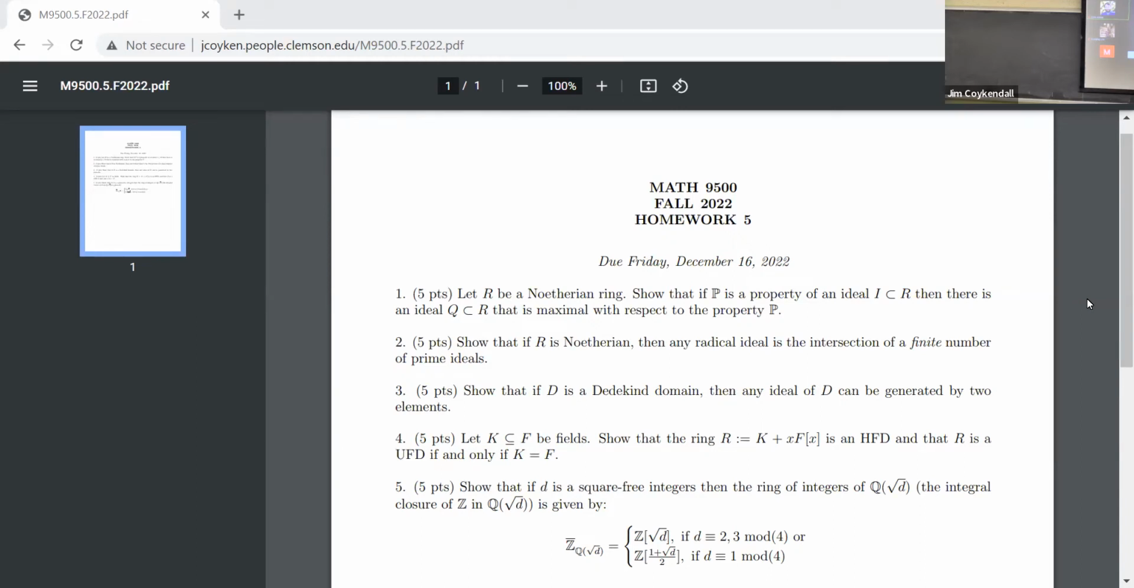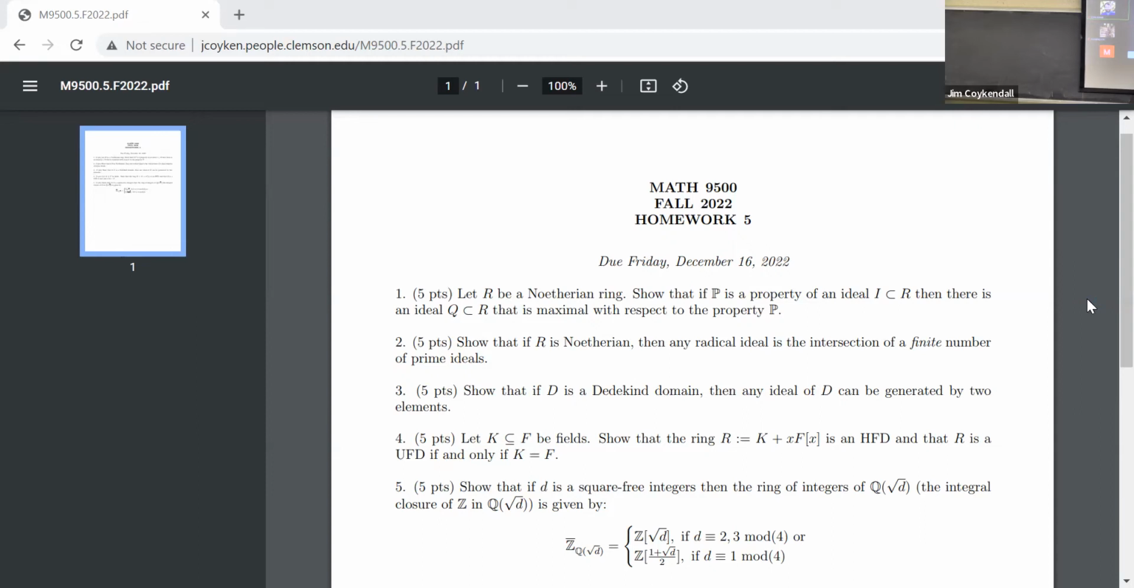When I talk about a minimal prime over an ideal I, I mean a prime ideal that contains I, and I know such a thing must exist because I is contained in a maximal ideal. A minimal prime over I is a prime ideal B that contains I, and there's no intermediate prime between B and I.